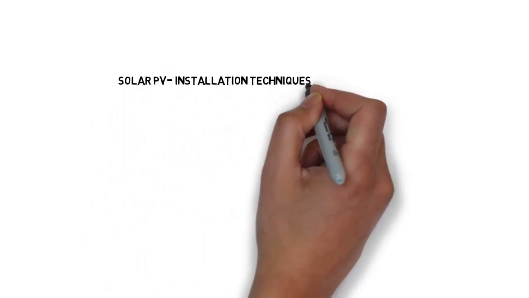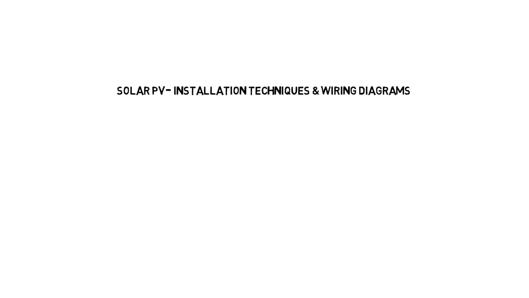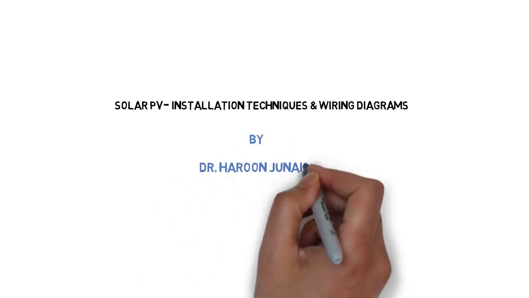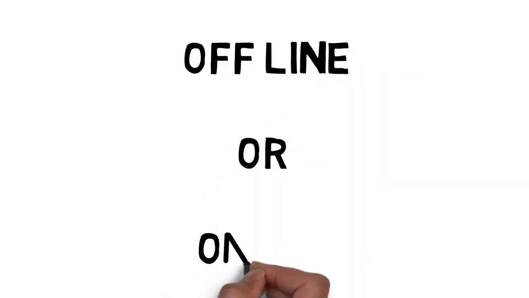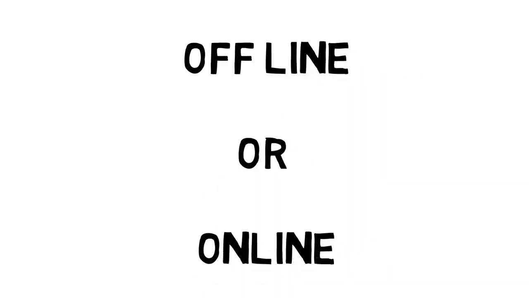Welcome to this lecture on solar PV accessories and schematics. Solar PV systems can be installed offline and online, that is, PV systems can be connected to the grid mains or they can be installed where grid is completely absent.